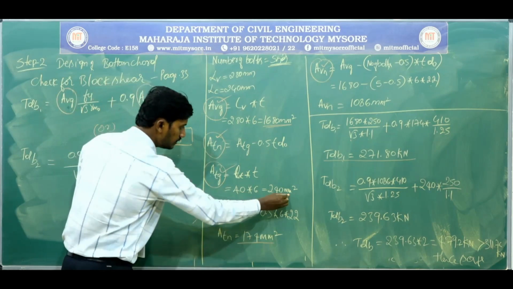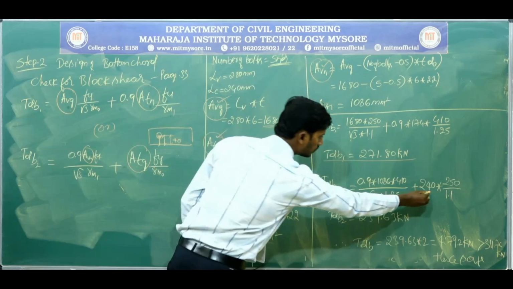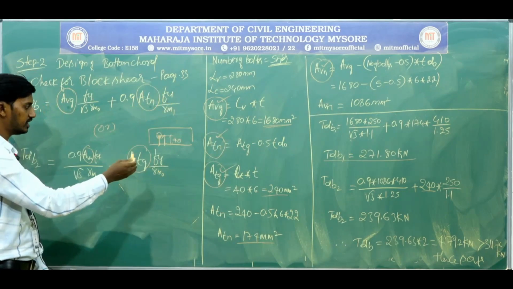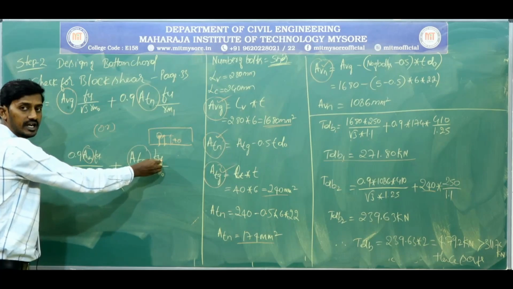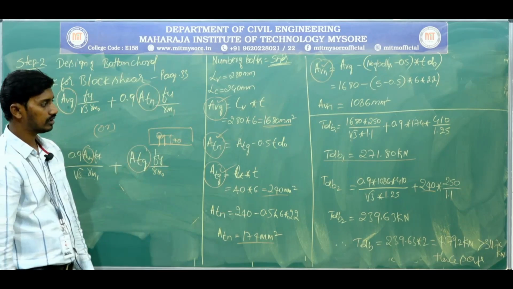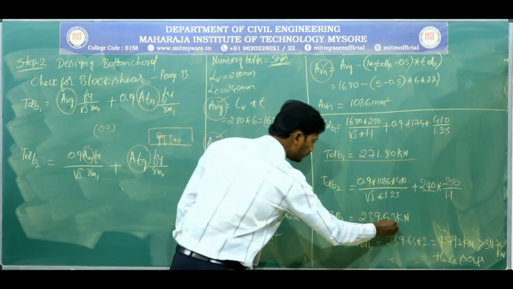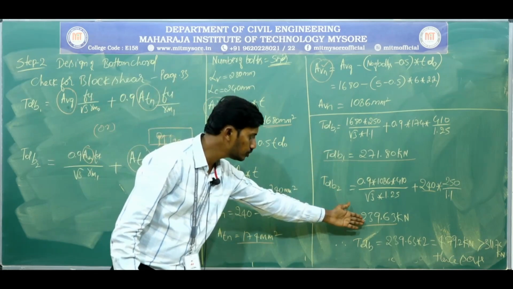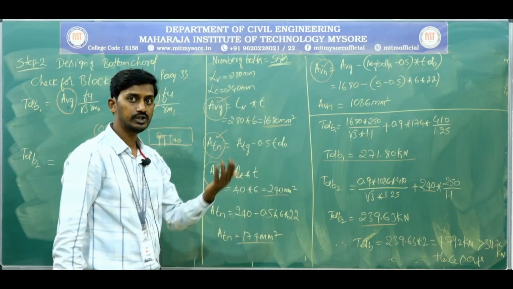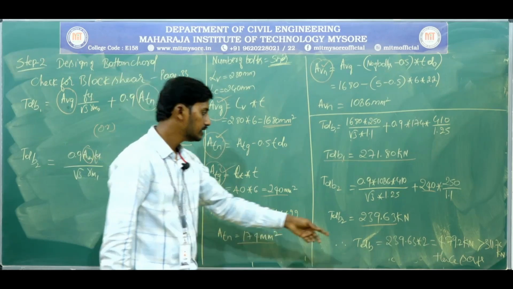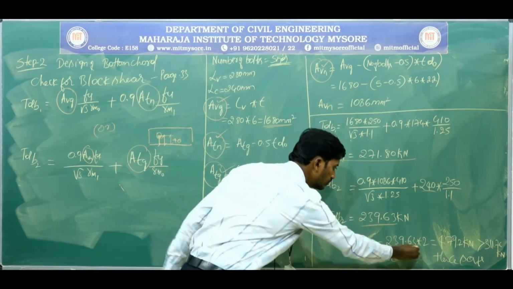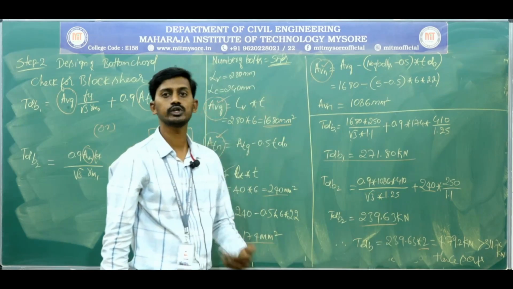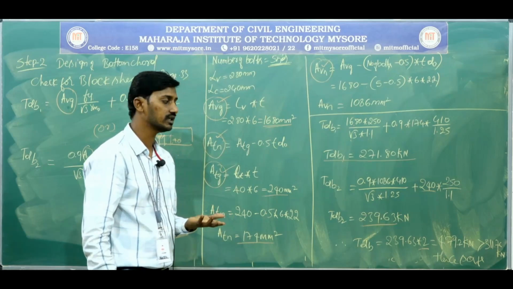ATG is how much? 240 here, multiplied by 250 divided by 1, that is nothing but Fy by gamma m0. If you solve that, you will get 239. So the least of these two is 239, because we need to consider double angle. So 239 into 2 will give us 479.2 kilonewton carrying capacity.